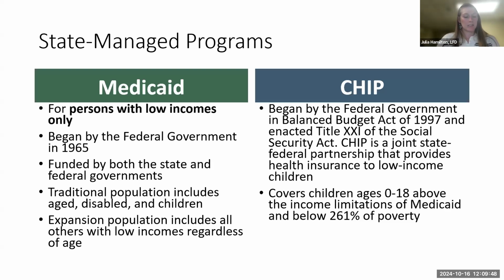And then on the other side of things, there's CHIP. This was begun by the federal government in 1997 by the Balanced Budget Act. And like Medicaid, it's a joint partnership between the state and the federal government in an effort to provide insurance for lower income children. This expands the coverage of insurance for children 0 to 18 who don't meet the income limitations of Medicaid, but are still below 261% of the federal poverty level.